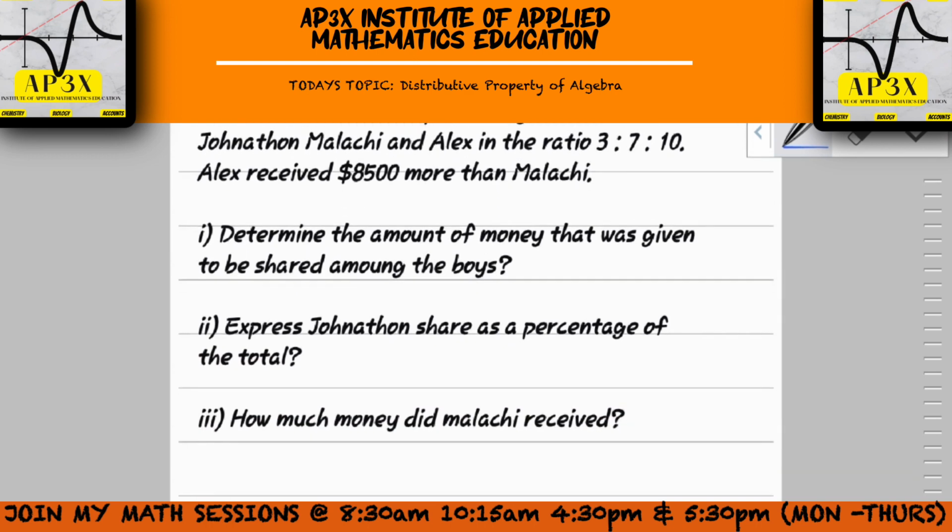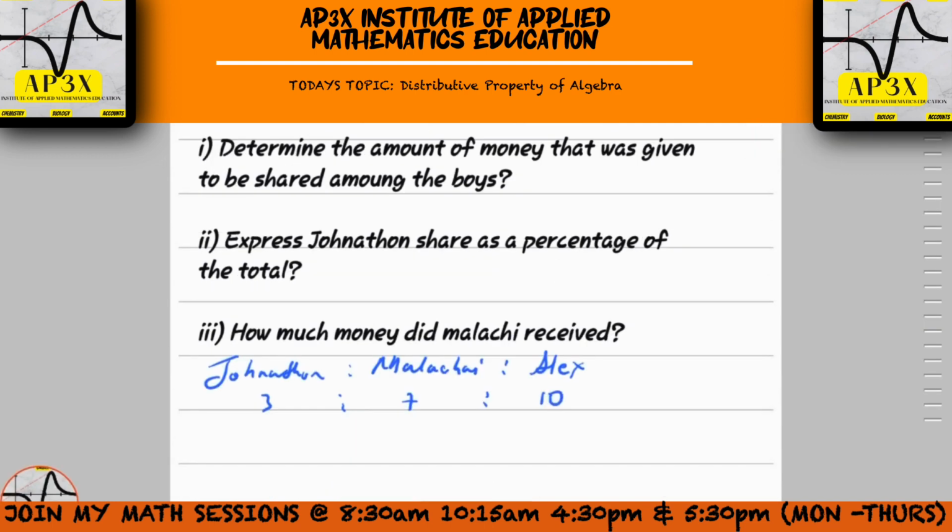Start off by writing down who are the persons involved in the ratio and their individual shares. So we're looking at Jonathan, Malachi, and Alex. So let's write that down. Jonathan, Malachi, and Alex, and the ratio is 3 to 7 to 10. All right, so we have to start there.